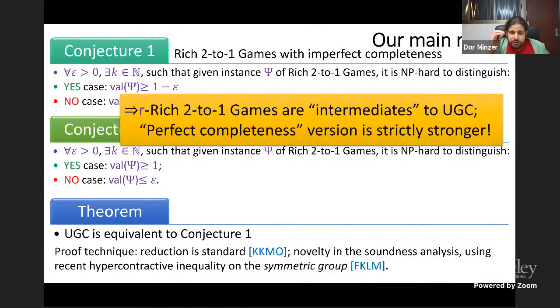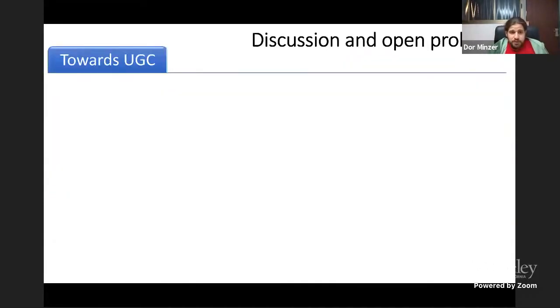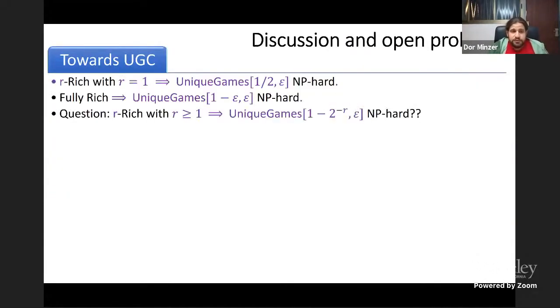But this is the main message that our work gives, that there is this ladder of problems that we want to study that eventually will lead us maybe to unique games, but there is even a stronger conjecture that may have greater implications. Yeah, so this is the last slide of my talk. So here are some open directions.